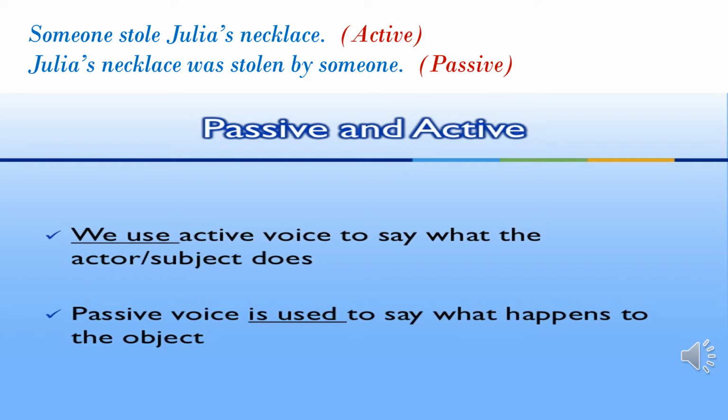Yet when it comes to the second sentence, Julia's necklace was stolen by someone, it is written in the passive voice. My focus here in the sentence is totally different. My focus here is on what happened to my object. That's why I started my sentence with Julia's necklace, which is the object, and then was stolen, which is the verb, and then by someone. In other words, I use the passive voice when I focus more on what happens to my object.